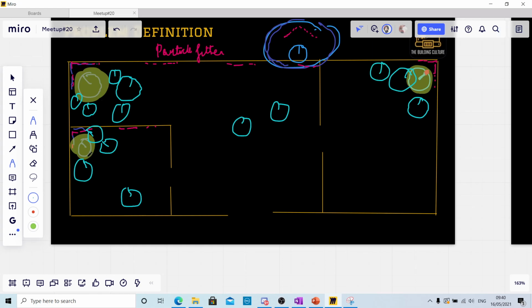I've just taken three here. There could be more depending upon the number of particles. So this is now the new set of particles. Now again, it would take.